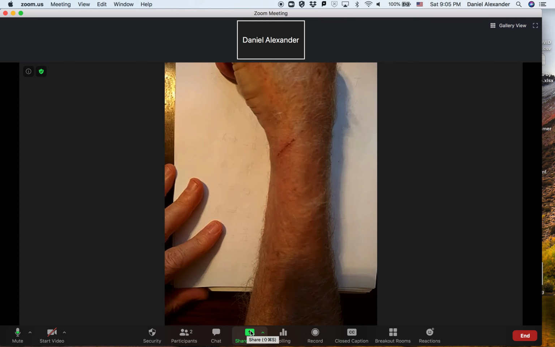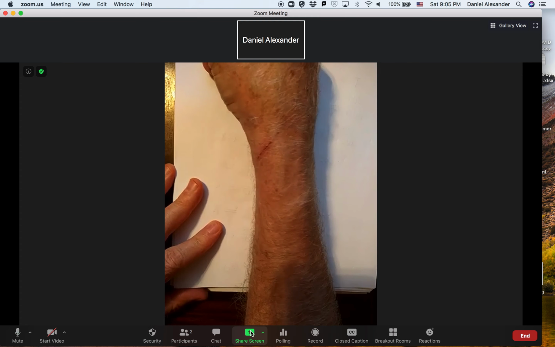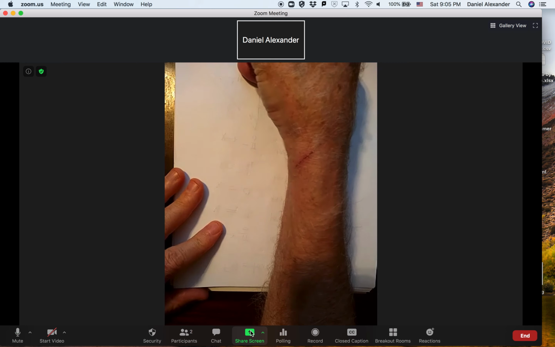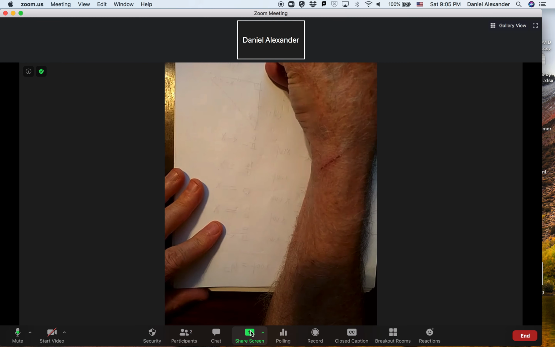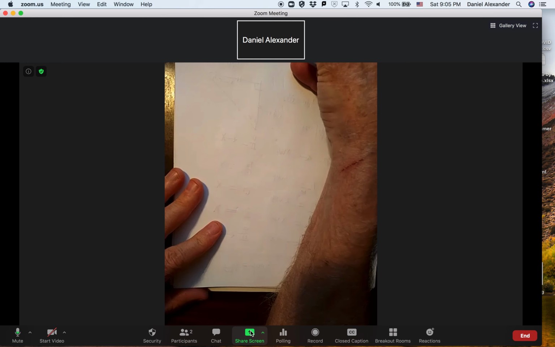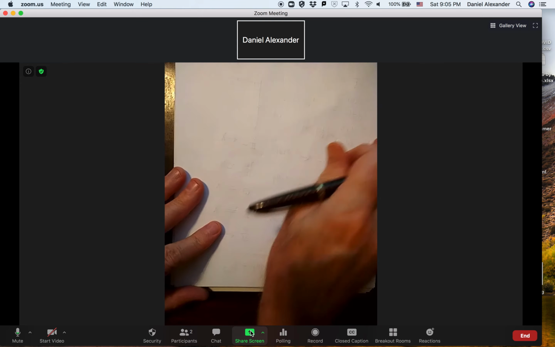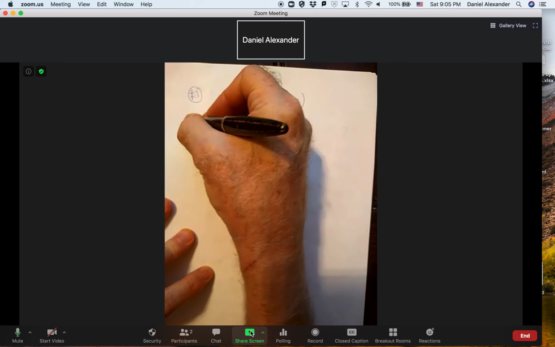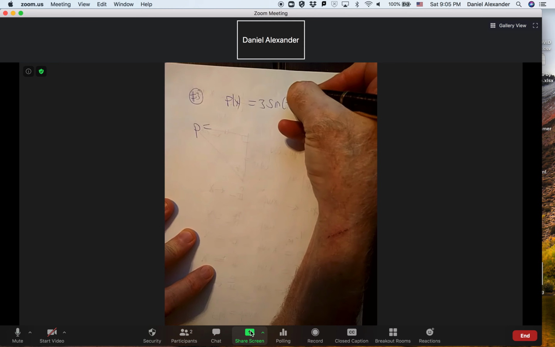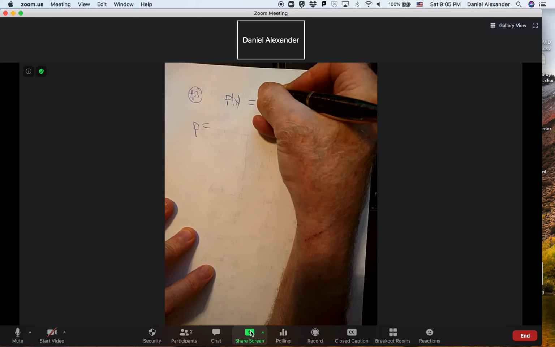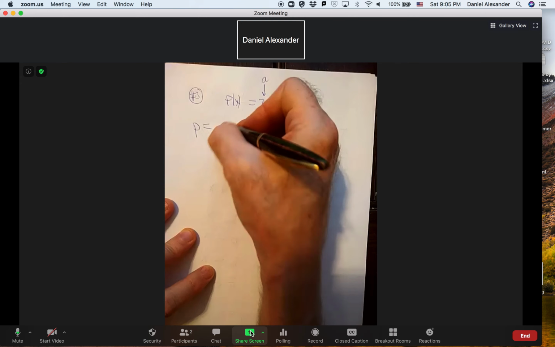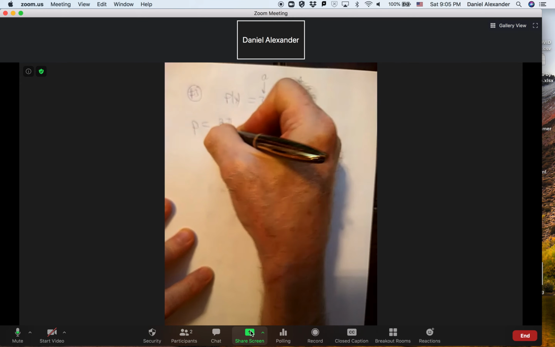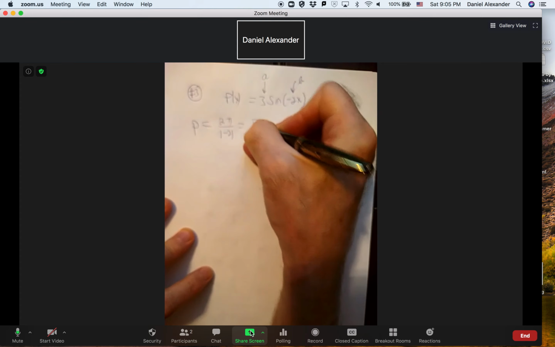It's going to be number 3. It's going to be f of x equals 3 sine of minus 2x. Oops, sorry, you can't see that. F of x equals 3 sine of minus 2x. There's b, there's a. The period is 2 pi over the absolute value of minus 2. So again, a period of pi.